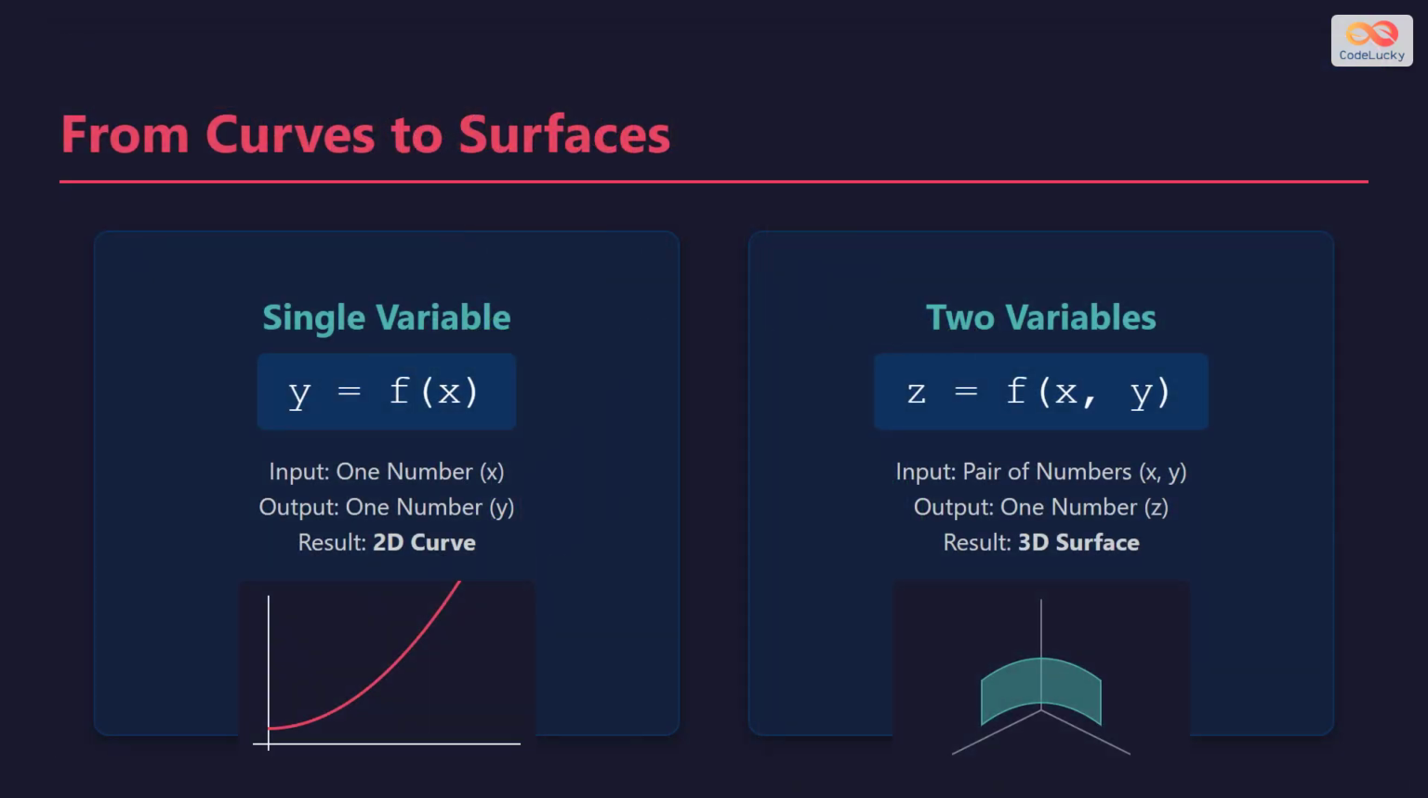Let's start by comparing what you already know with what is new. On the left, we have a standard function y equals f of x. You put in one number, x, and get out one number, y, creating a flat 2D curve. On the right is our new focus. Z equals f of x and y. Here, you input a pair of numbers, x and y, and the function outputs a height, z. This combination creates a surface floating in space.